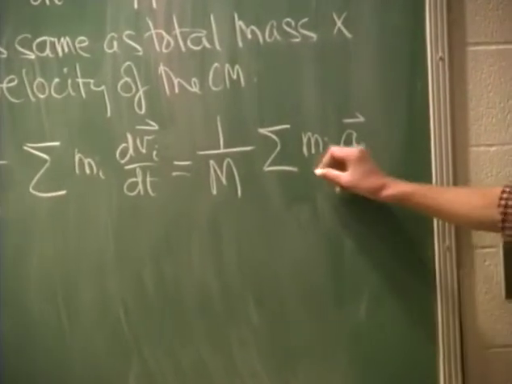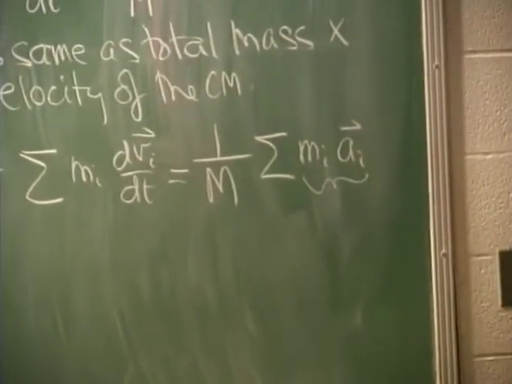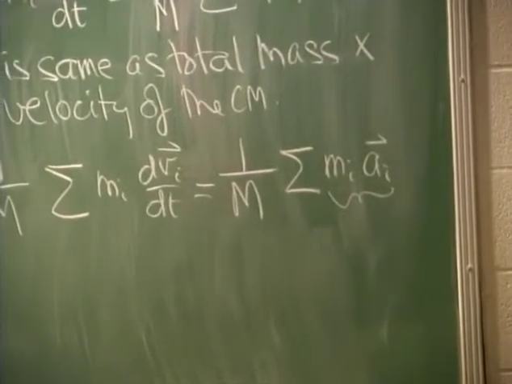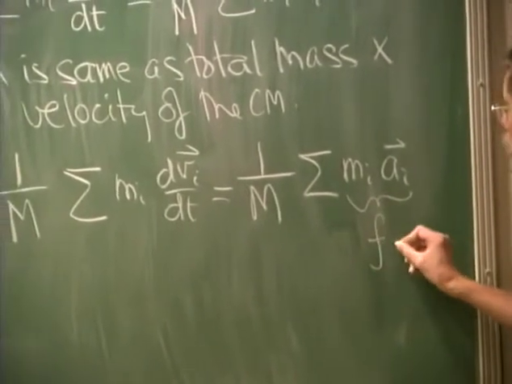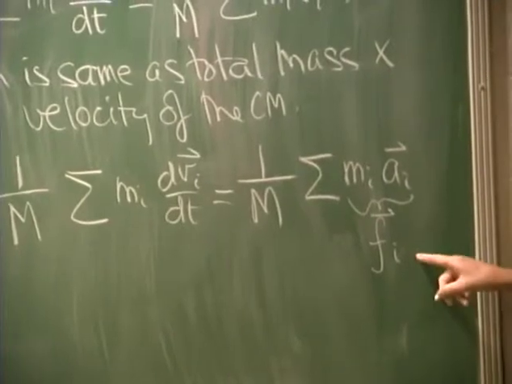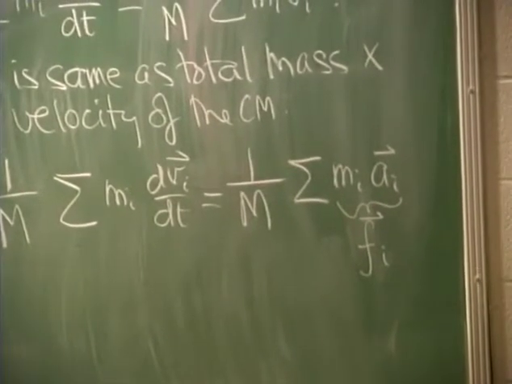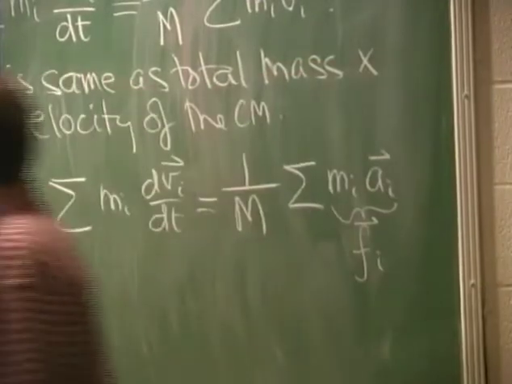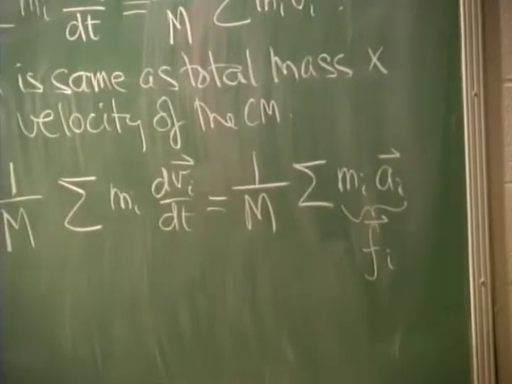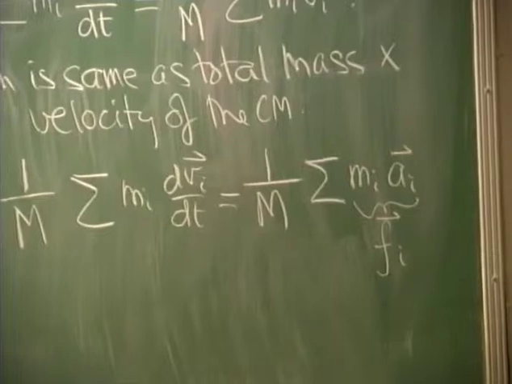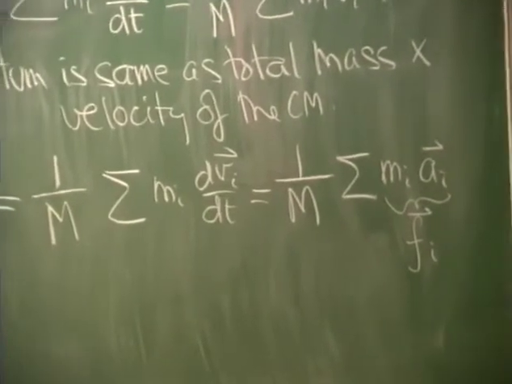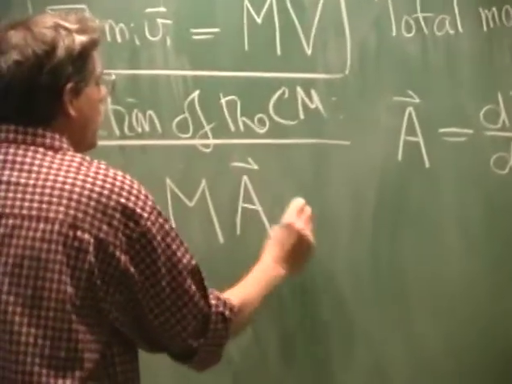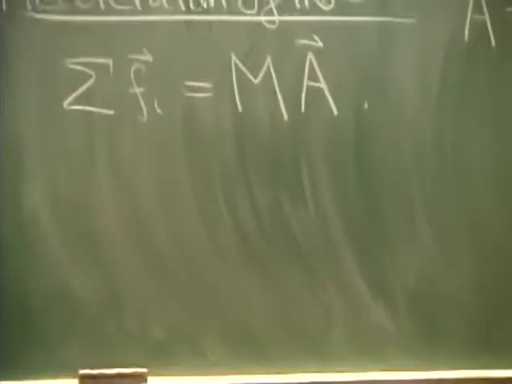Well, mi times ai, what would we call that? Mass times acceleration. That's the force acting on the ith particle. I'm going to call it little f sub i because I'm using little letters to denote things that are happening on each of the individual bees. So this tells me that the sum of all the forces is equal to the total mass times the acceleration of the center of mass.